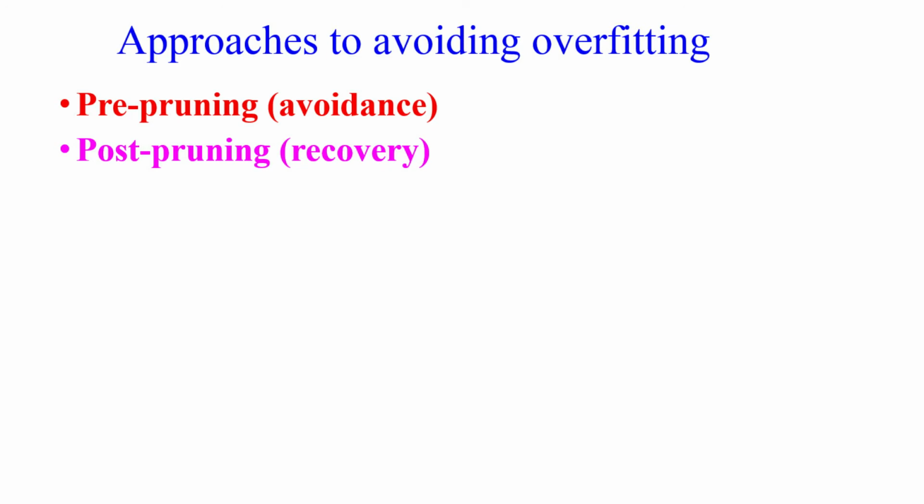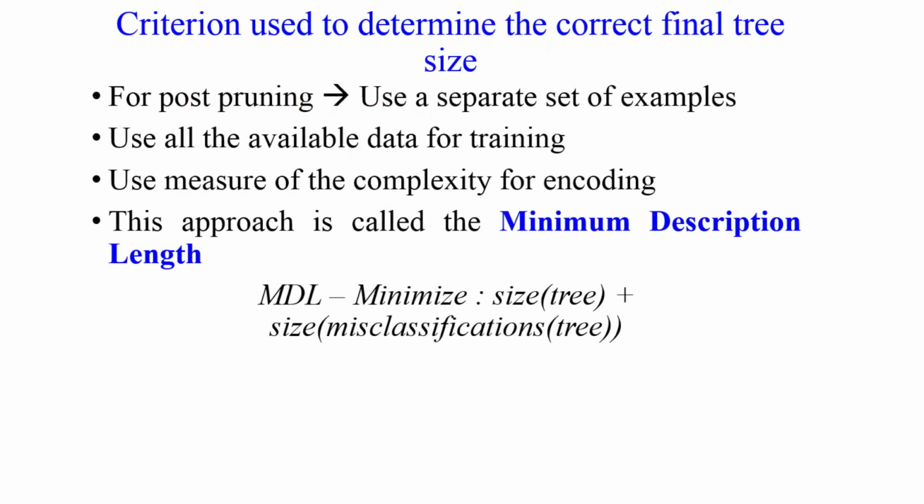Whereas post-pruning is the recovery stage. It allows the tree to overfit the data and then post-prune the tree. Criteria used to determine the correct final tree size: for post-pruning, we use a separate set of examples which are distinct from the training examples. It produces an improvement beyond the training set.